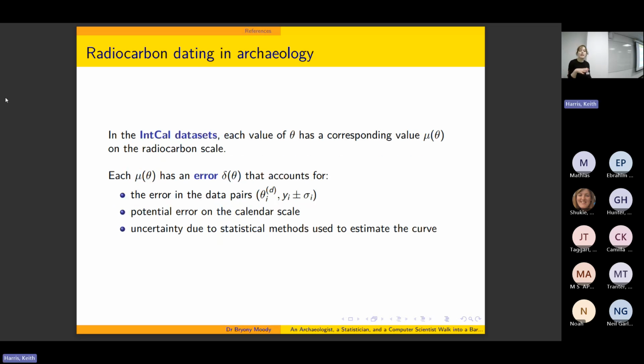So for each value of theta, so thetas are your calendar years, for every calendar year we have a corresponding mu theta. That's a radiocarbon year. And then we also have an error associated with it. That is just because within the data that we've used to construct the calibration curve, we have error in the radiocarbon dates, so we have to have an error, therefore, in the curve as well. That error also accounts then for the uncertainty in the curve fitting methods that are used to produce the curve.